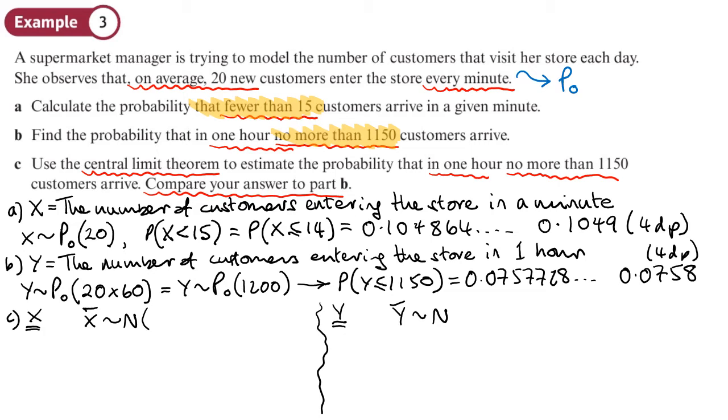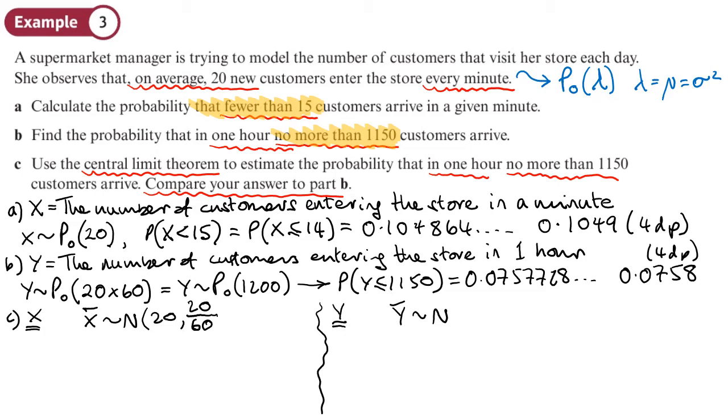So here we know that customers enter at a rate of 20 per minute. Now, if it's over an hour, that means basically we're taking 60 samples here, and the standard deviation is going to be 20 as well, because remember, with a Poisson distribution, the mean, or the rate equals the mean equals the standard deviation.